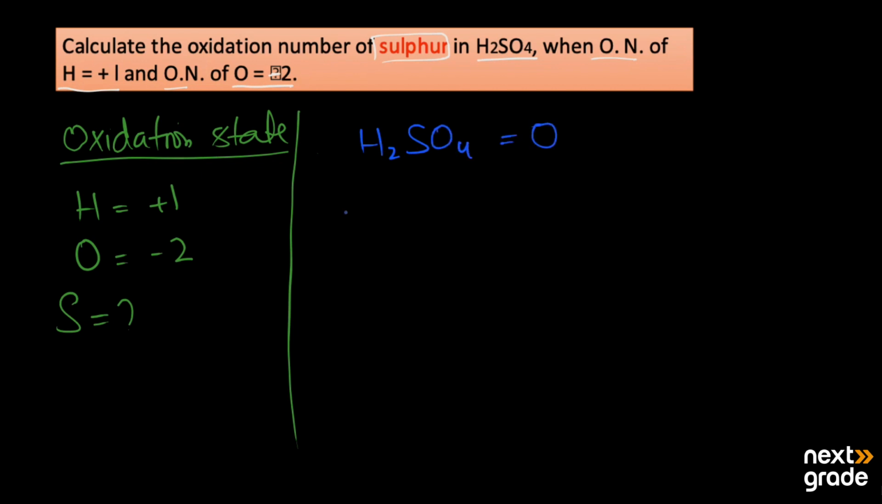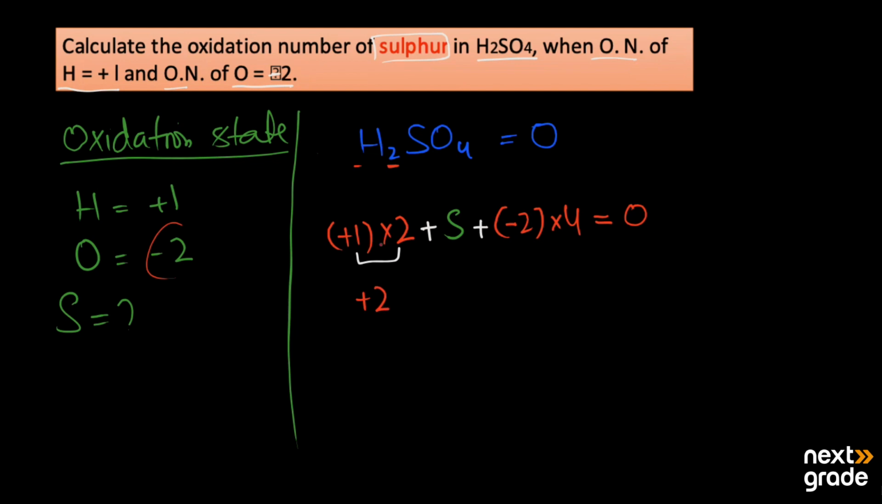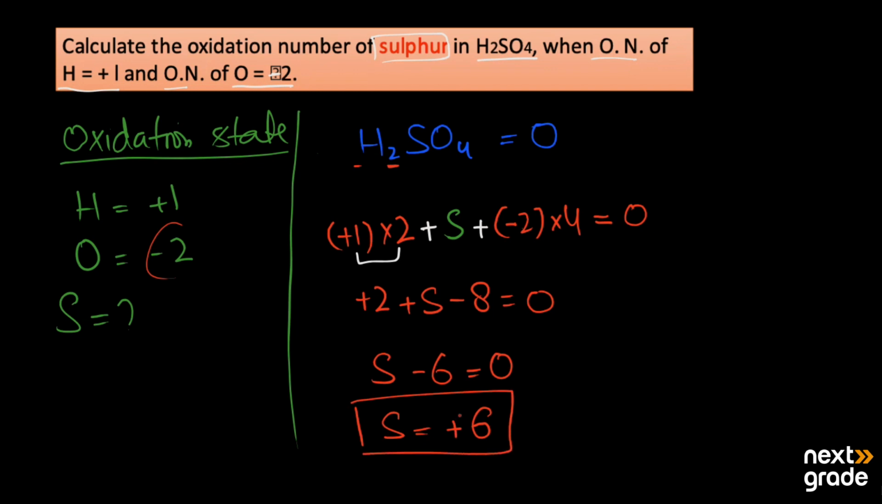H2SO4, their algebraic sum is equal to 0. The oxidation state of hydrogen is +1, multiplied by 2. Then plus the oxidation state of sulfur that we have to find. Then plus the oxidation state of oxygen, which is -2, multiplied by 4, and it is equal to 0. Now by solving this, +1 multiplied by 2 gives +2, then plus the oxidation state of sulfur, and then -2 multiplied by 4 is -8, which is equal to 0. By solving this, we get sulfur minus 6 is equal to 0, and on the other side it will become +6. So here the oxidation state of sulfur is +6.